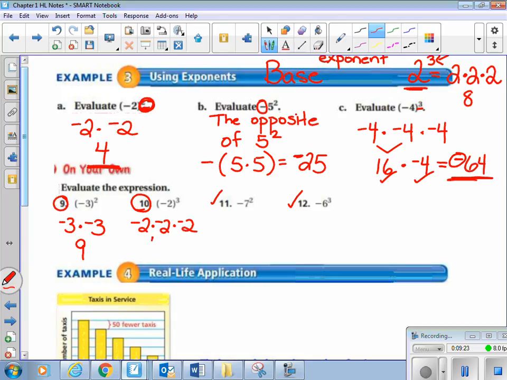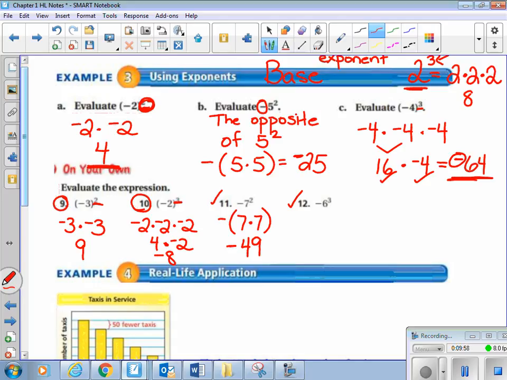-2 times -2 is a +4. +4 times -2, my signs are now different. My answer should be -8. So we can see an even exponent gave me a positive answer, and this odd exponent gave me a negative answer. 11 and 12 are a little bit different. There's no parentheses. So number 11, we would read the opposite of 7 squared. So if I want to write it out, I've got the opposite of 7 times 7. 7 squared is 49. The opposite of 49 would be -49.